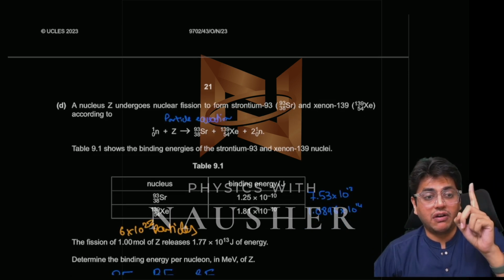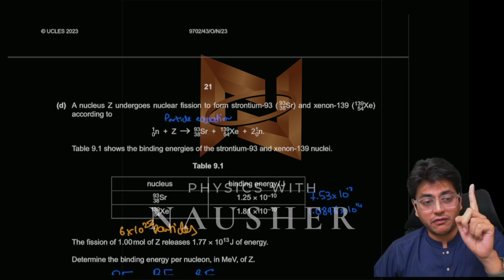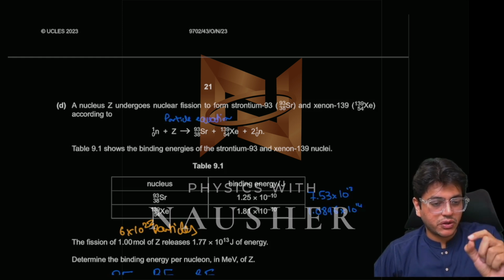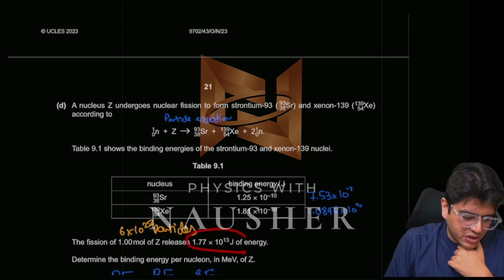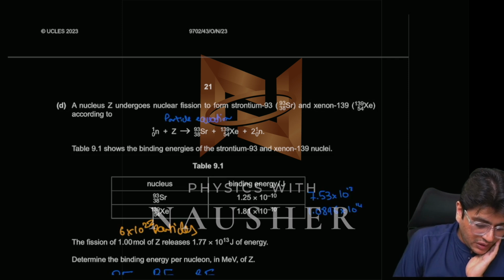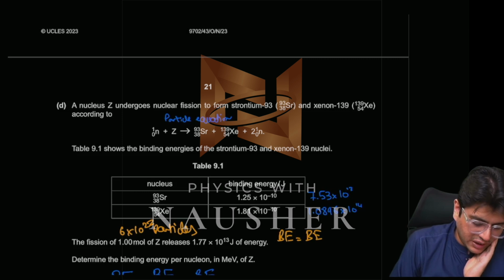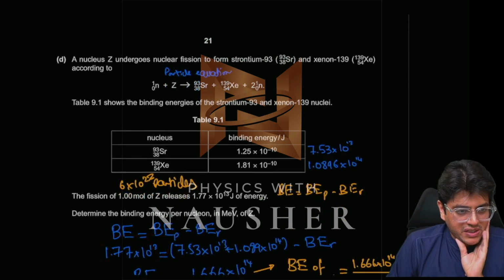Determine the binding energy per nucleon. They're asking you for one per nucleon, per one particle. They're asking you for the binding energy per nucleon of one particle of Z. So first of all, we need to figure out that this is the binding energy given to us when 6 into 10 to the power 23. Binding energy, what is the formula? The binding energy is always the binding energy of the products minus the binding energy of the reactants. So binding energy released is given to us as 1.77 into 10 to the power 13.